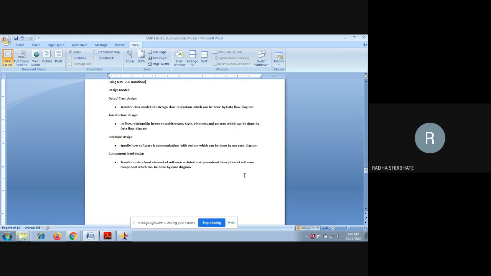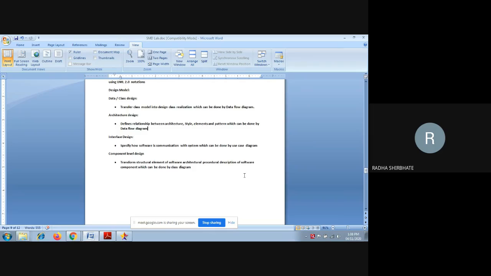The last and most important point is component level design. Under component level design, we transform the structural elements of the software architecture into software components. That means we are converting the raw material into the finished product. We collect the information in terms of descriptions, and now we convert that description into the finished product, or the component that we draw. We draw that using the class diagram, which we have already covered.